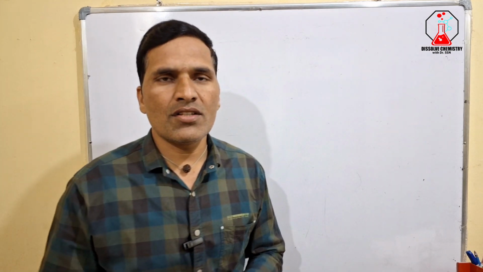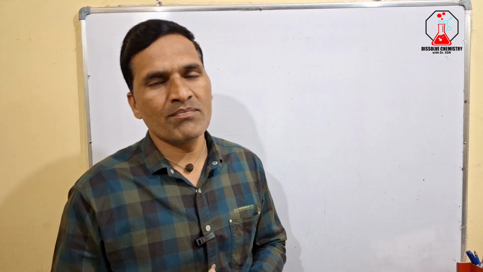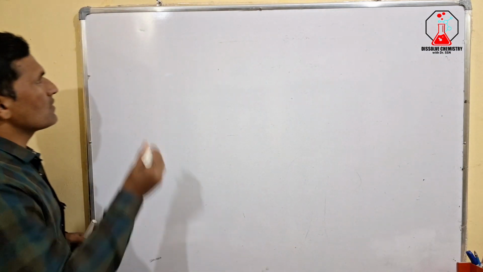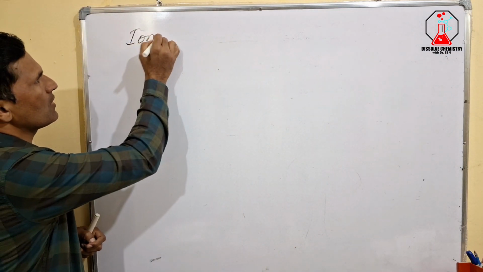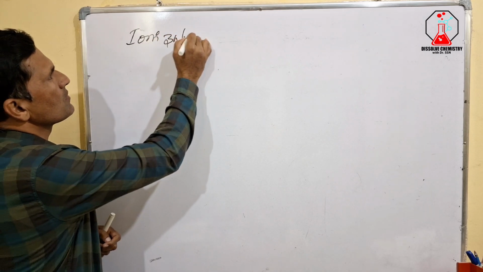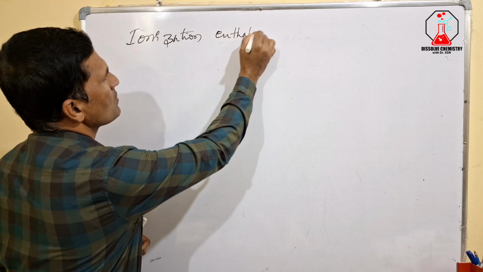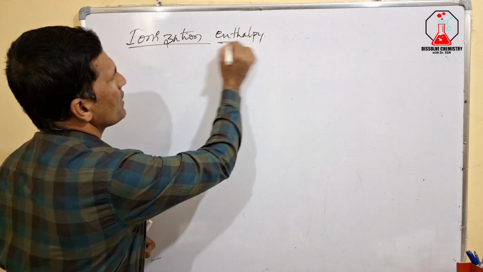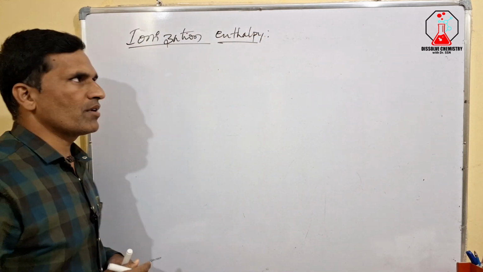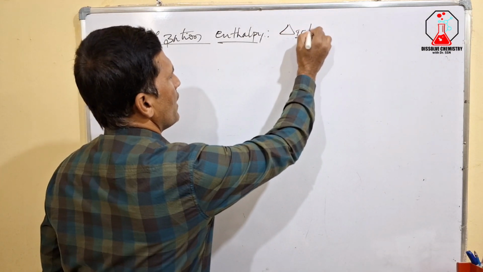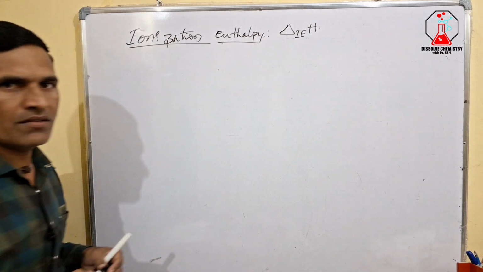Let us continue our discussion on thermodynamics. In the previous video, we discussed enthalpy of atomization and we stopped there. So let us continue with the next enthalpy, that is ionization enthalpy, or we can call it enthalpy of ionization. Delta IEH represents it like this.